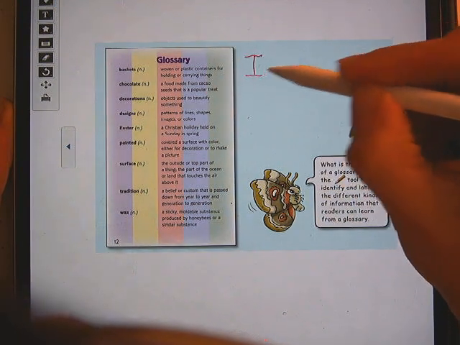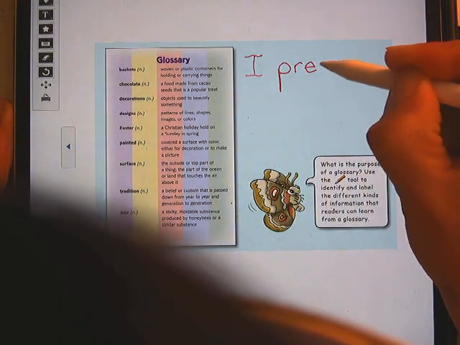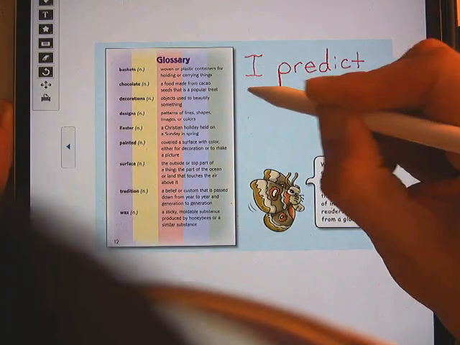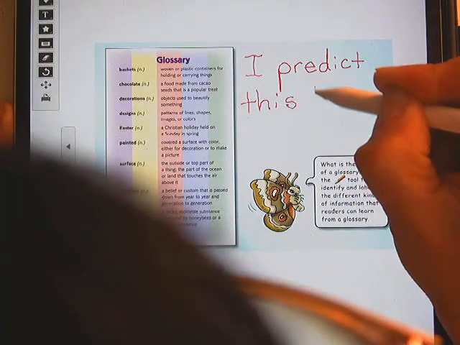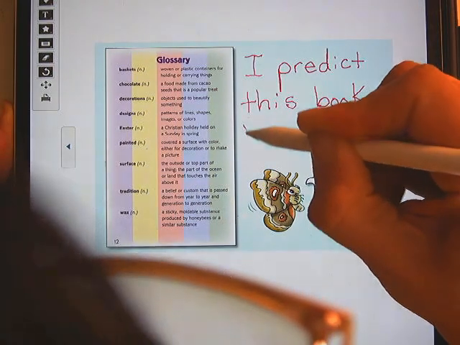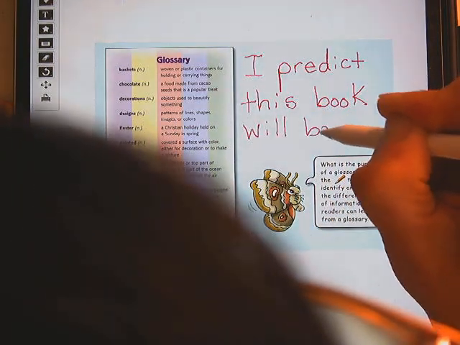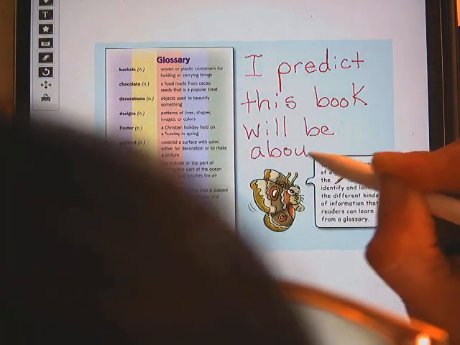You're going to write: I predict this book will be about. So that's all you have to do today.